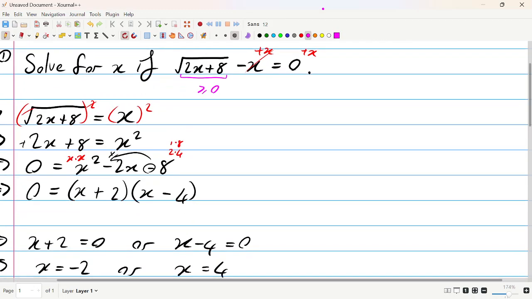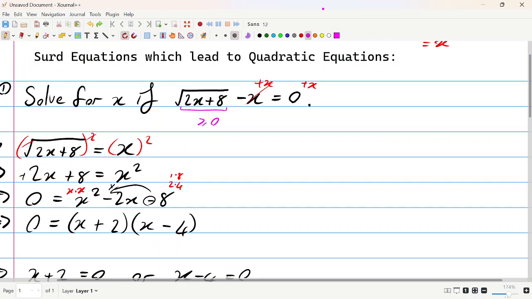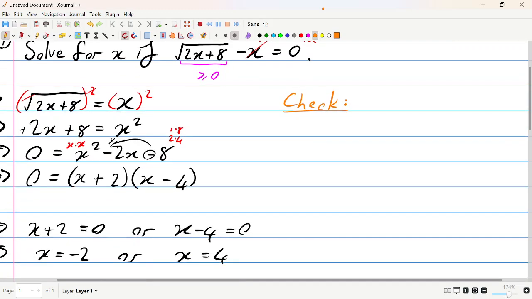So we need to plug in an x value from one of these two to see if the final answer is indeed 0. So let's do the check. So we'll call it the check. Okay, so when x is equal to what? Negative 2. So when x equals negative 2, then what's going to happen?